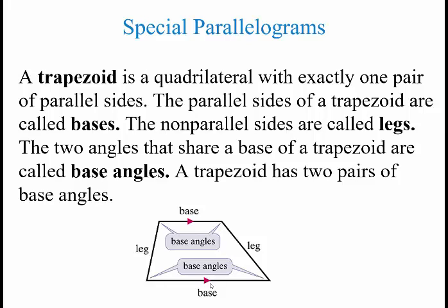The two angles that share a base of a trapezoid are called the base angles, and a trapezoid has two pairs of base angles. So these are the bases here, the parallel sides, and this is a base angle here and here, and these are also base angles here and here.